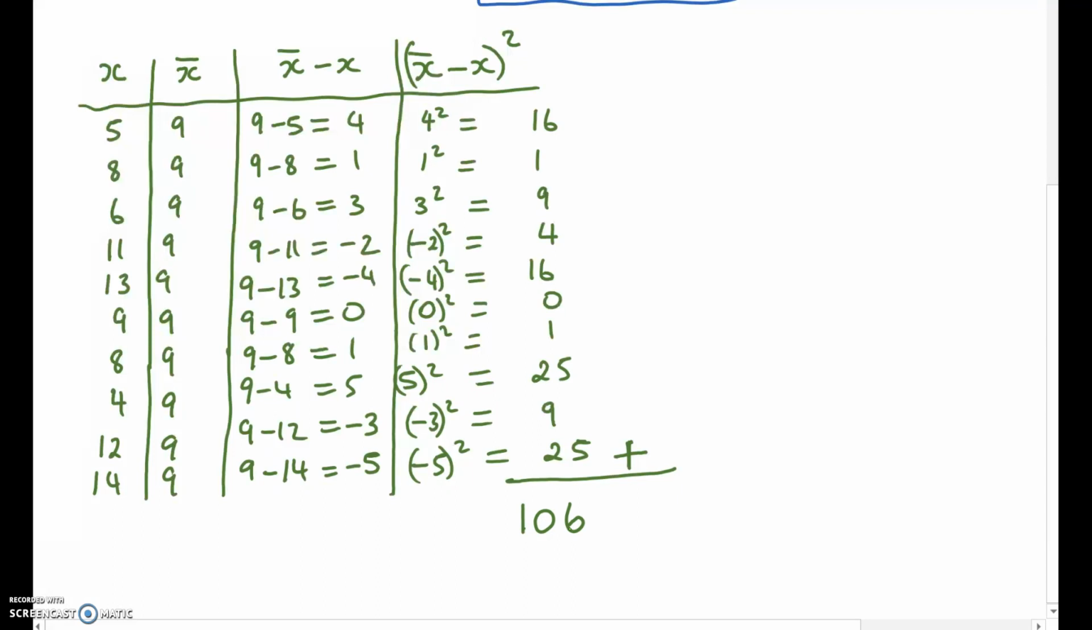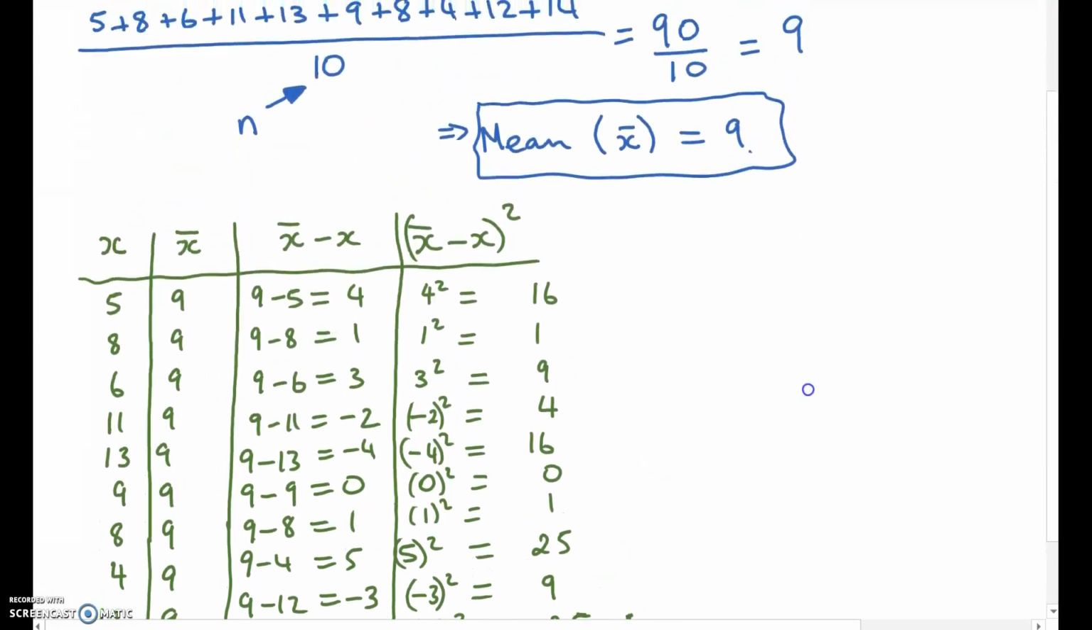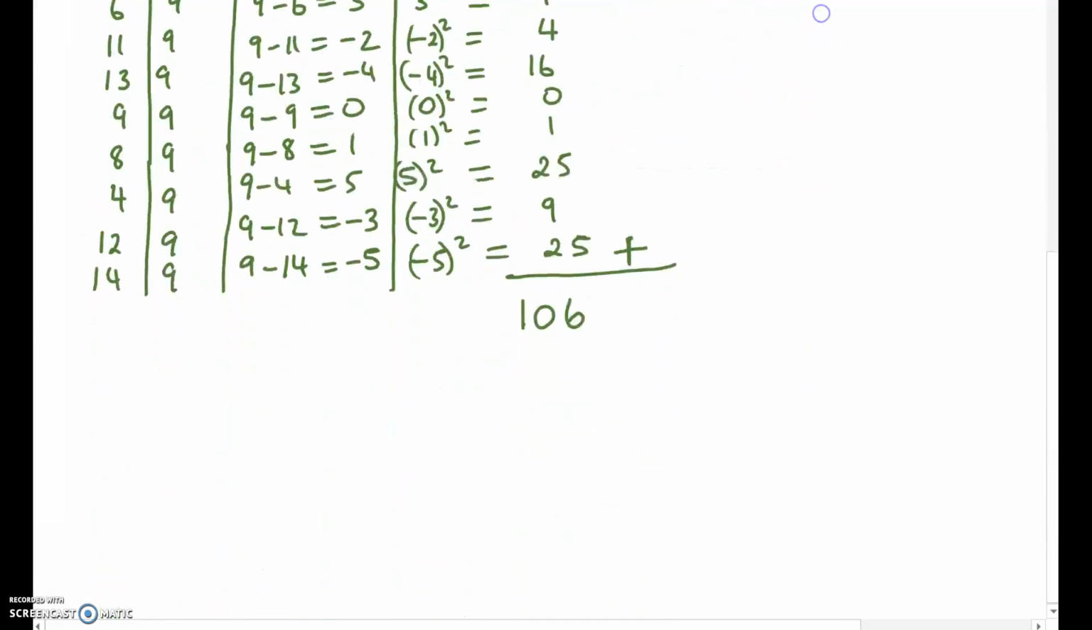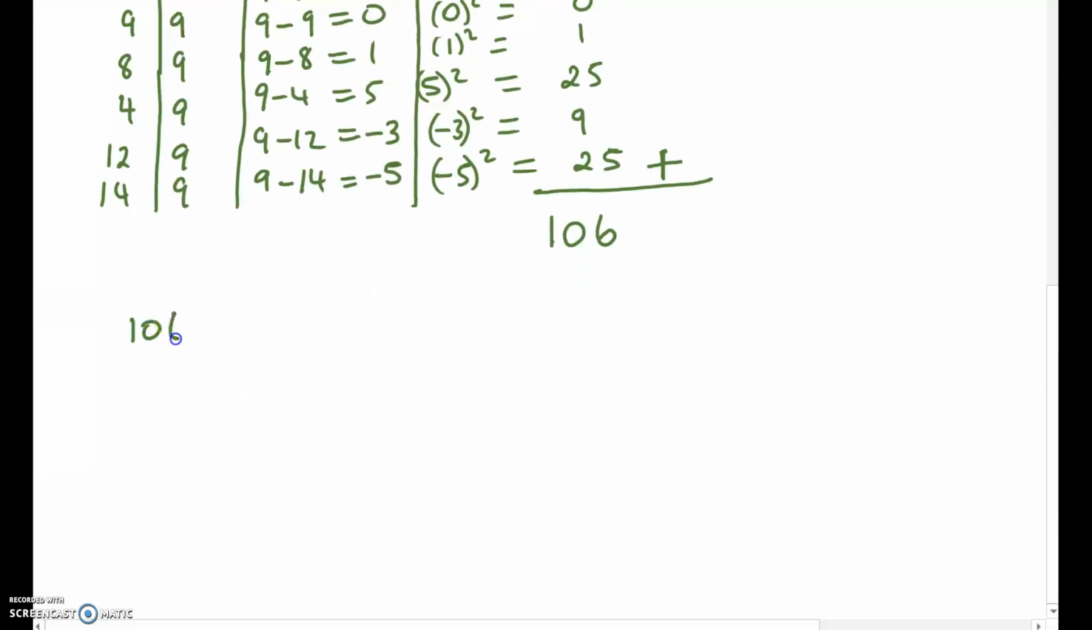What we have to do is divide that by n. Now remember, n is the number of numbers that were in there. That's 10. So we take the 106 and we divide it by 10 because there were 10 numbers. Just so that we remember where this is from, there were 10 numbers in the list. So 106 divided by 10 is going to be 10.6.